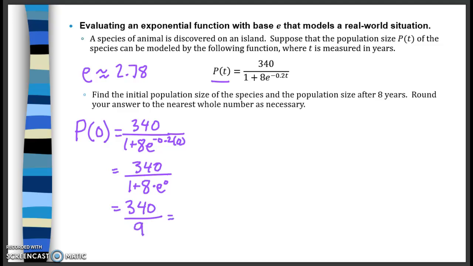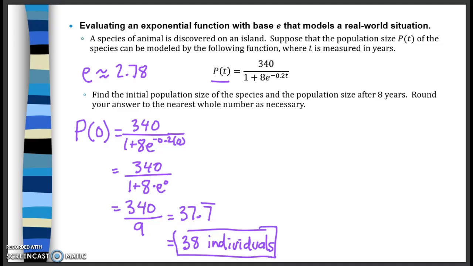And we get about 37.7 for our answer. So is it 37.7 years? No, because I have population size of species. So this equals, rounded, 38 individuals of that certain species. That's at time t equals 0.